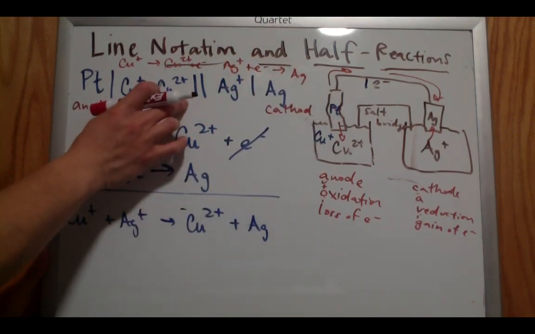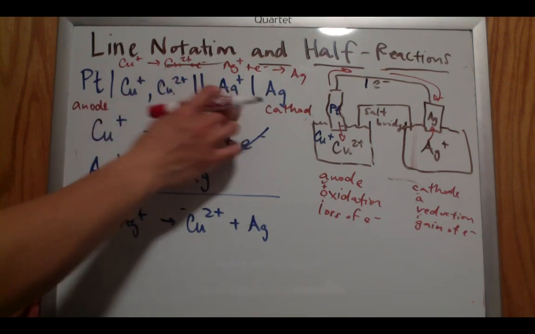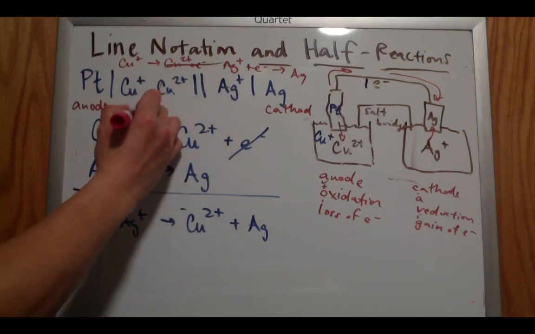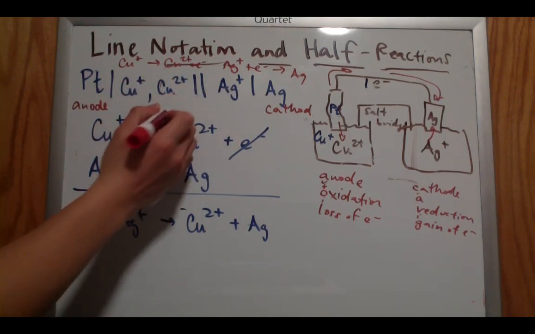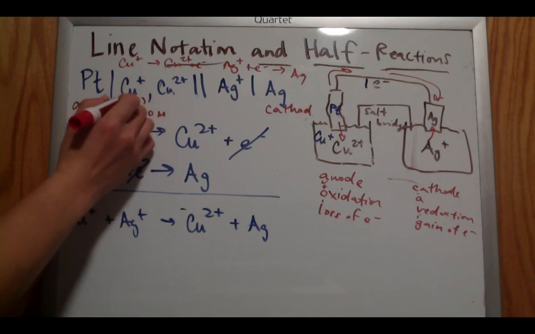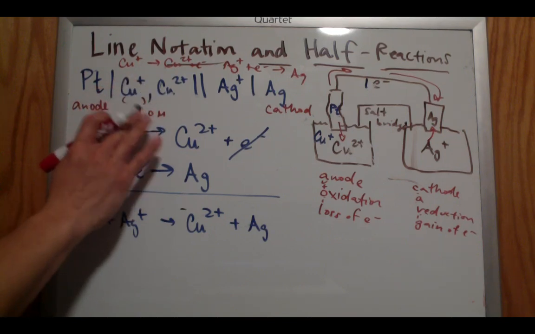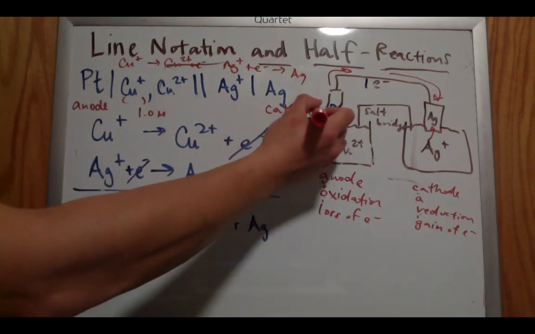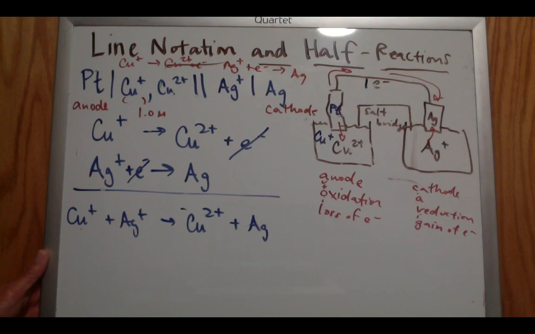Now, if we don't express the concentrations of the ions, it's assumed that in a standard solution, we would have 1 molar or 1.0 molar. So if anything changes, we would have written in parentheses whatever the different molarity would have been besides 1.0 molar in the standard solution. And you'll see that in your textbook too, just in case. So hopefully this puts it all together, and you'll do some practice with line notation and half reactions.